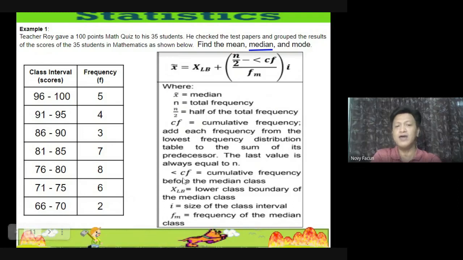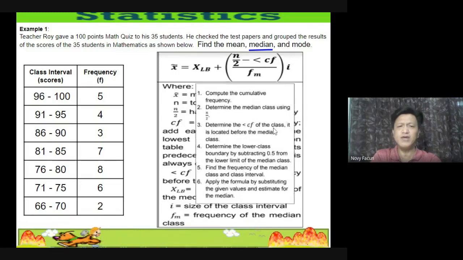Then this other symbol is the less than cumulative frequency, meaning the one before the median class. The XLB is the lower class boundary of the median class. The i is the size of the class interval, and fM is the frequency of the median class. So we need to know the name of each symbol in the formula for the median, and then we can now compute.